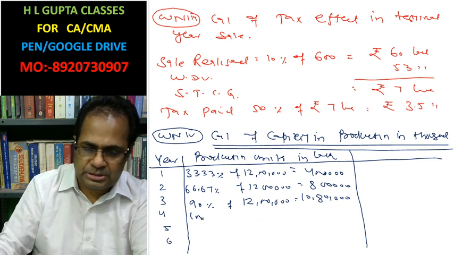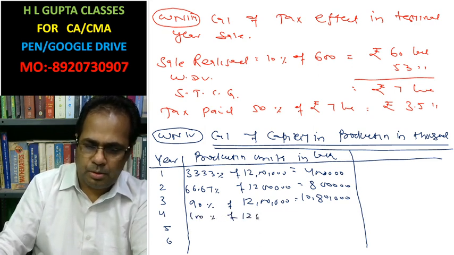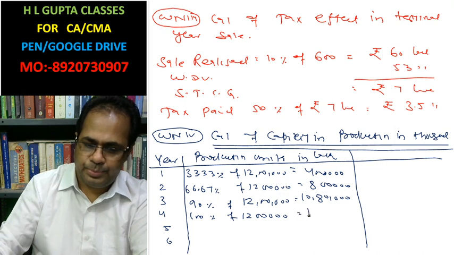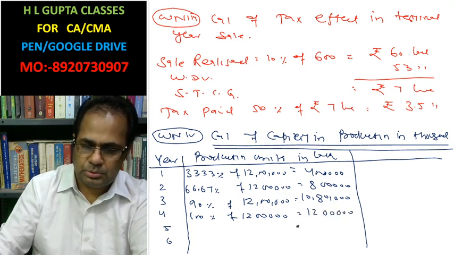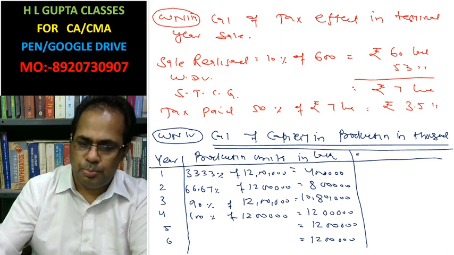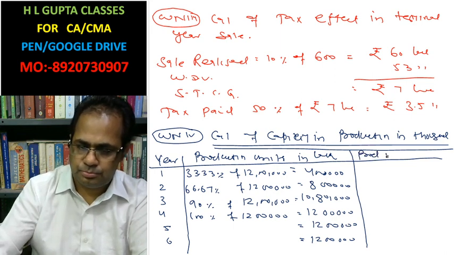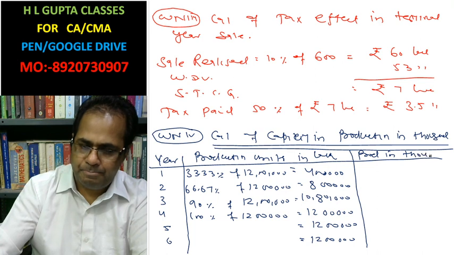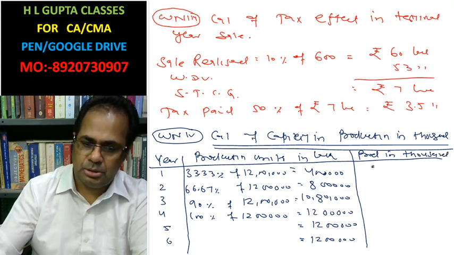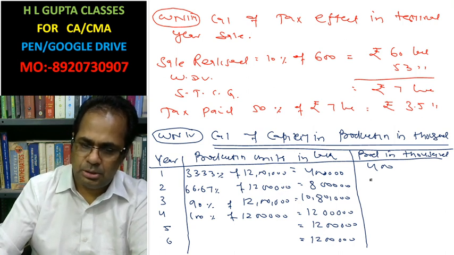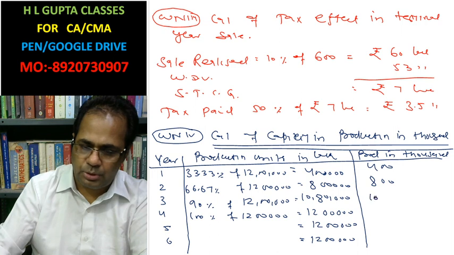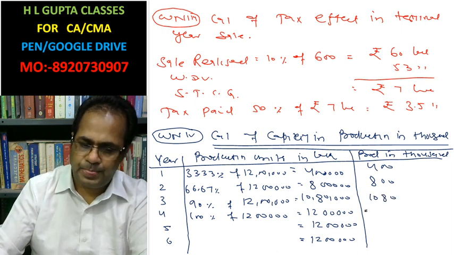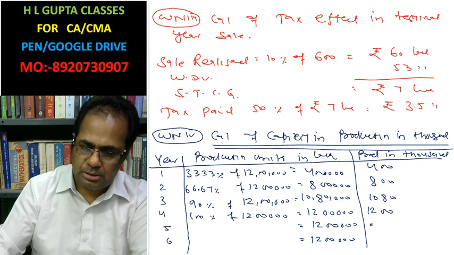Four, five, six: 100% of 12 lakh, that is 12 lakh. Production in thousands: 400,000, 800,000, 1,080,000, 1,200,000.